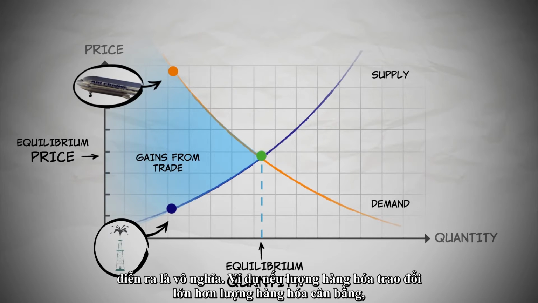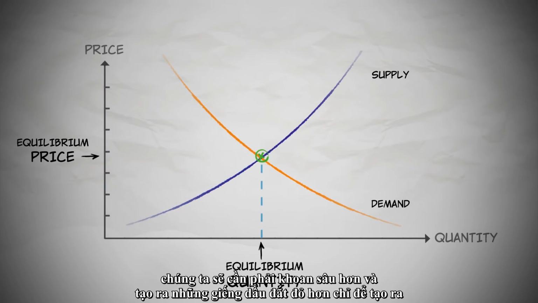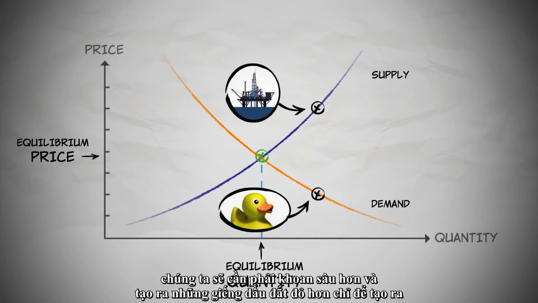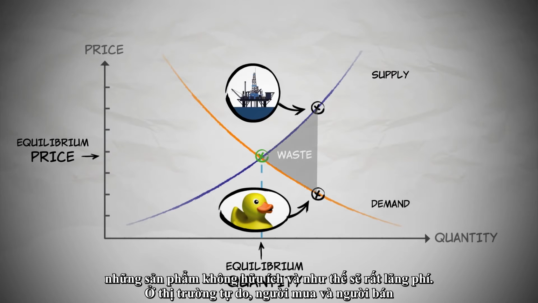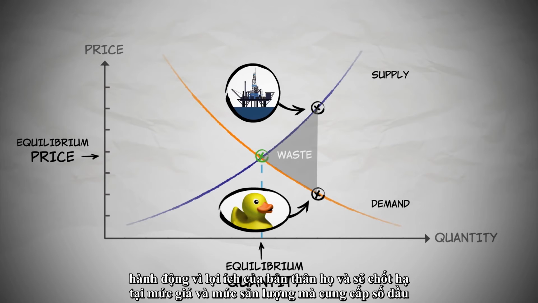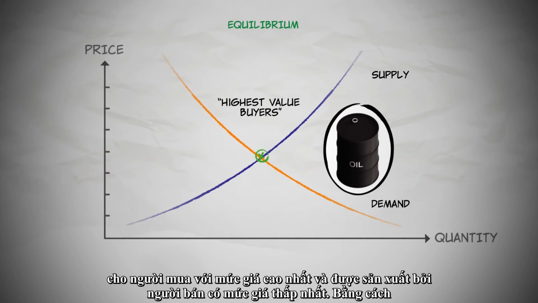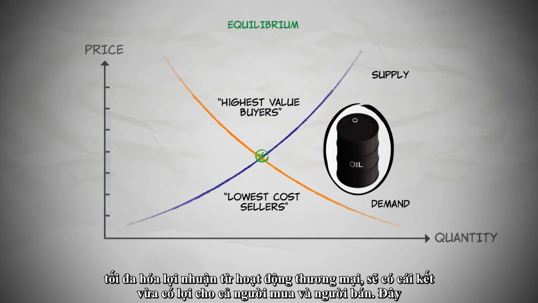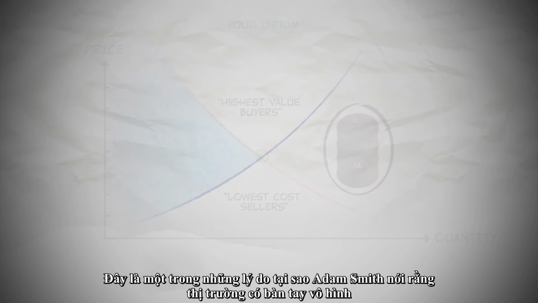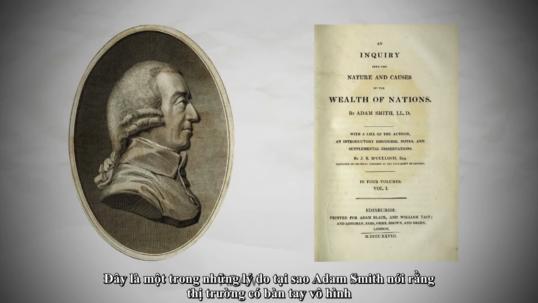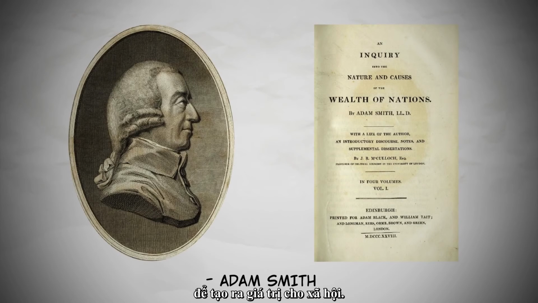If the quantity exchanged were greater than the equilibrium quantity, for example, we would be drilling deep and expensive oil wells just to produce more rubber duckies, and that would be wasteful. Oh, no! In a free market, buyers and sellers acting in their own self-interest end up at a price and quantity that allocates oil to the highest value buyers produced by the lowest cost sellers in a way that maximizes the gains from trade, the sum of the benefits to buyers and sellers. This is one of the reasons Adam Smith said that the market process works like an invisible hand to promote the social good.